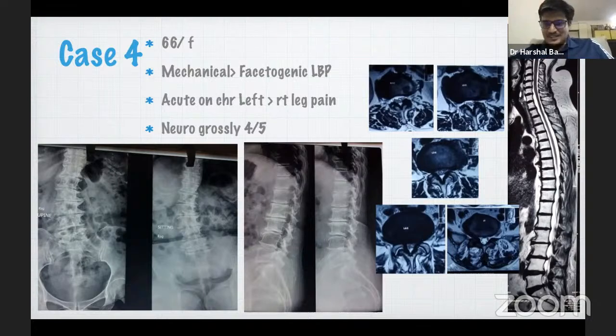So she's having some degenerative scoliosis here, and there's a significant moderate to severe lumbar canal stenosis. She's symptomatic also, and any takers for plain decompression only here, or you want to do some more investigations?